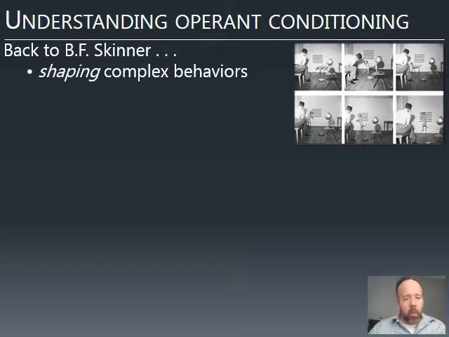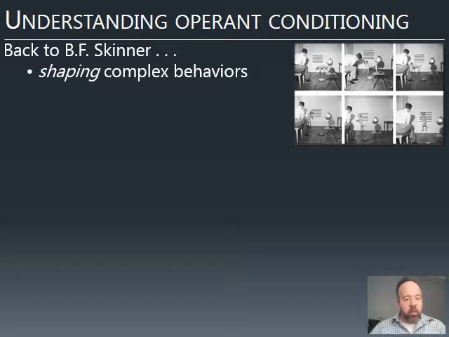So how do we get complex behaviors? And the way Skinner did it was through what's called shaping. And shaping is a method by which you reward less complex behaviors at first, and then once those less complex behaviors are learned, you start reinforcing only more complex behaviors until you end up with the behavior you want.